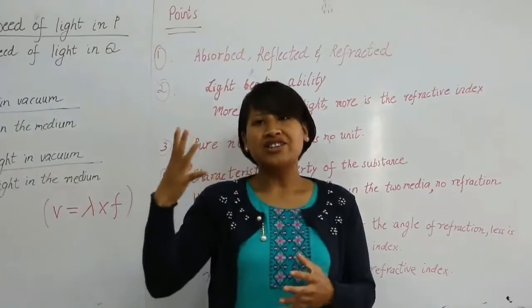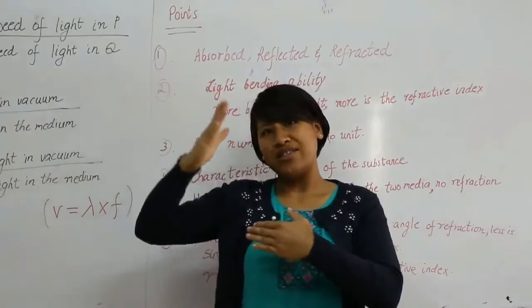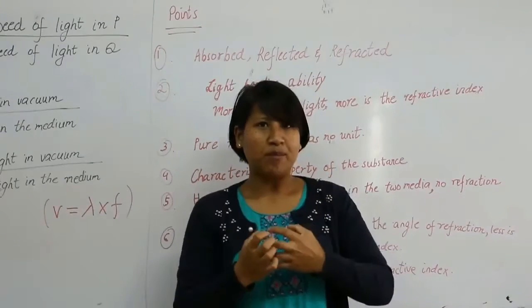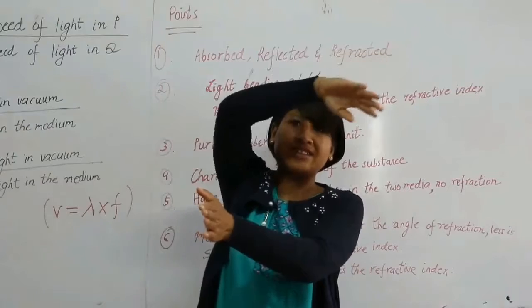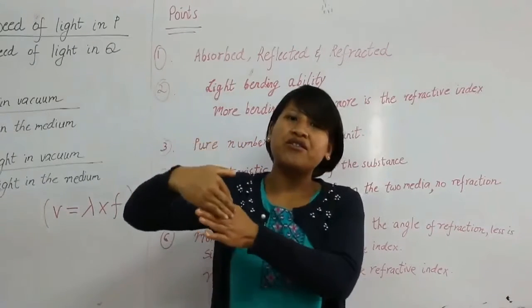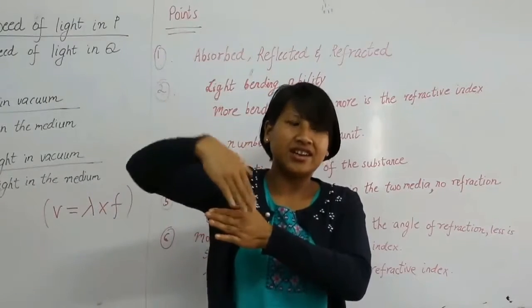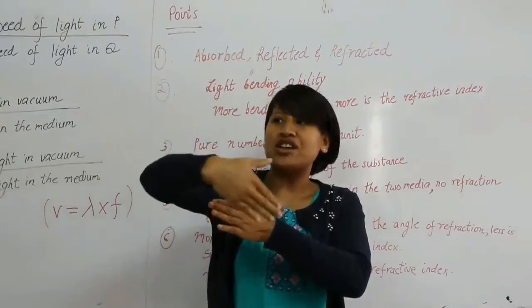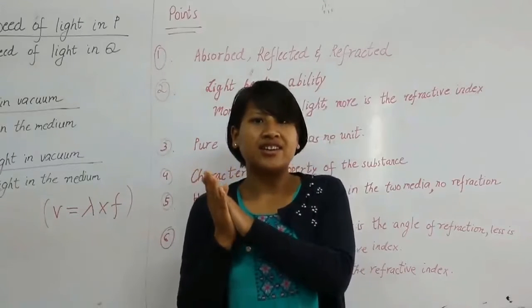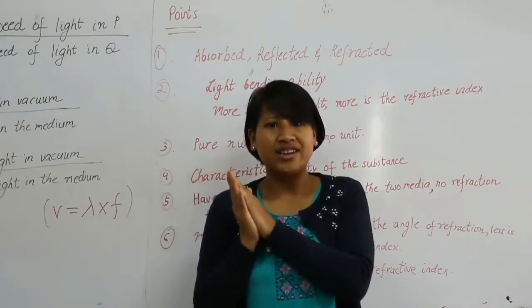When light travels from one medium to another, you must know that a part of it is absorbed. We have this body, then light is coming, a part of it is absorbed, a part of it is reflected, when it travels from one transparent medium to another, and a part of it is refracted.